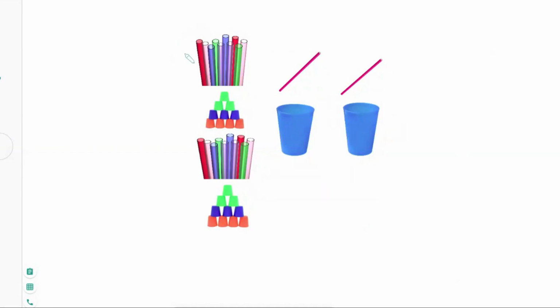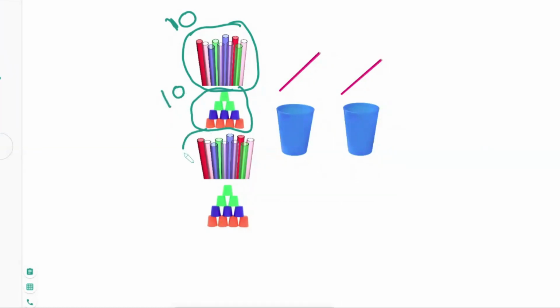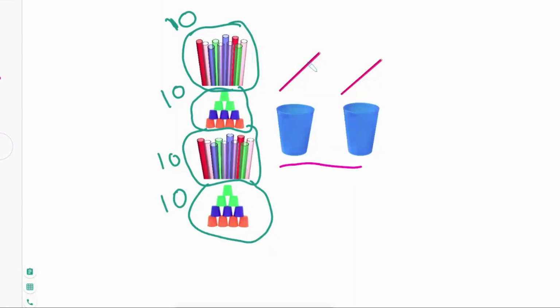Okay. Now, if you can remember, when our straws were grouped, how many straws did we have? We had 10 exactly. So it's exactly the same. How many cups did we have when our cups were stacked or grouped? We had 10 as well. Fantastic. Again, we know there are 10 straws here because we've counted them already, and we also know that there are 10 stacked cups. Brilliant.